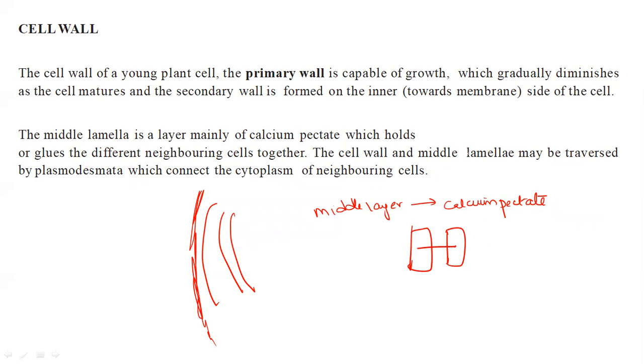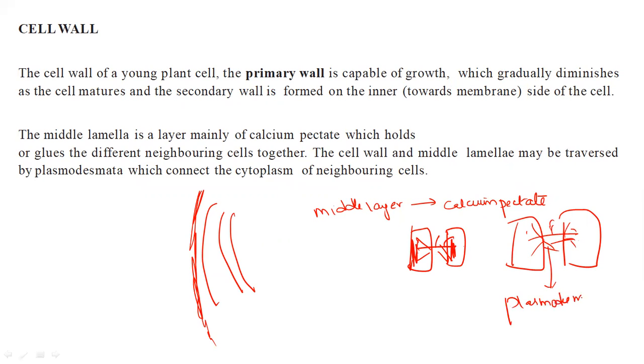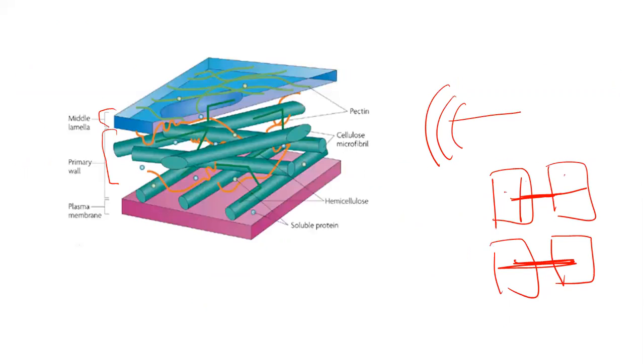The cell wall and middle lamellae may be traversed by plasmodesmata. There might be some branches which connect the cytoplasm of both cells. So this is the middle lamella, but this cytoplasm and this cytoplasm are being connected by some branches, and those branches are called plasmodesmata. All right.